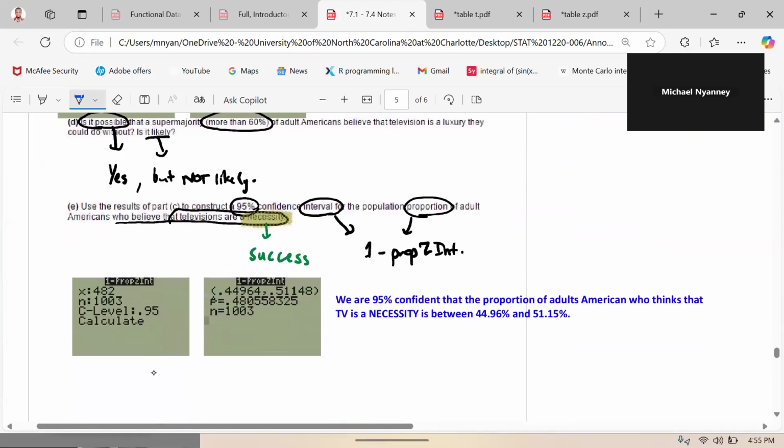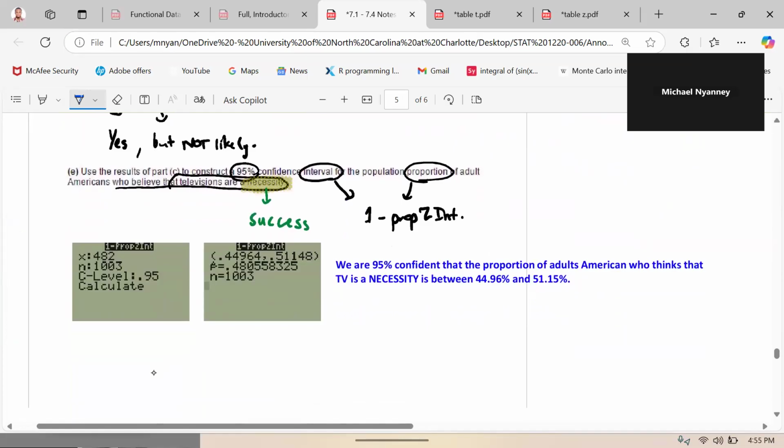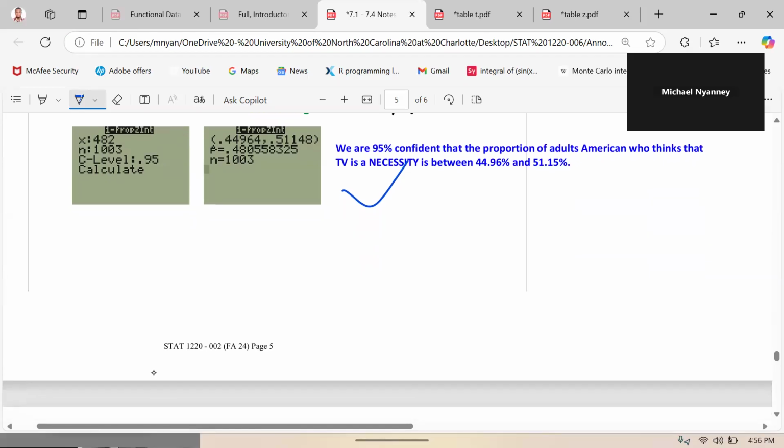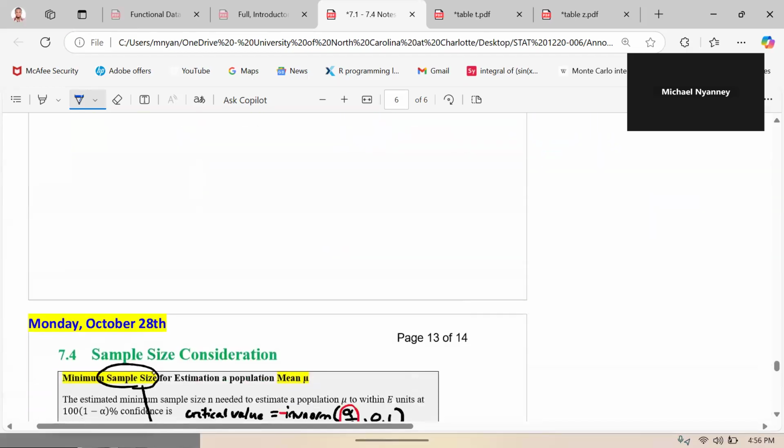That is that. So you have to use the results of part C to construct a 95% interval for the population proportion of adult Americans who believe that. So now we are using necessity, not luxury. So take the opposite of it. Okay, so now x will be 482, not 521, because that's the opposite of it. So you construct, so notice very well which one are we considering. All right, so we do that and we get this. Instead of 521, the reason why we have 482 is that we have 1003 minus 521. That gives us the necessity part. Then we do a confidence interval for that. Okay, that is that for the proportion.